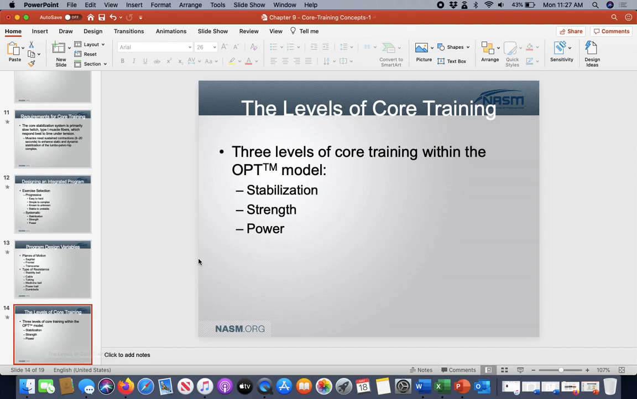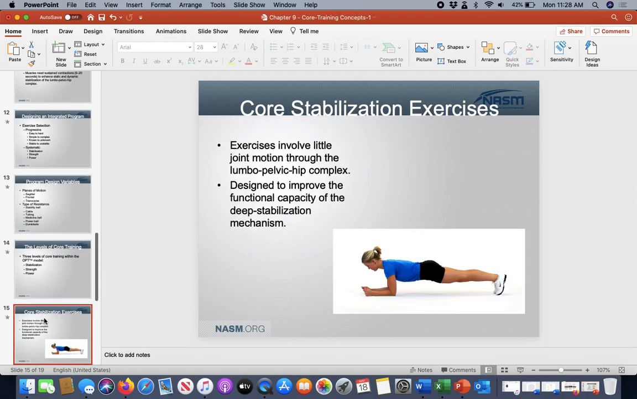Okay, so with core training, I said there's going to be those three levels: stabilization, strength, and power. We kind of hit on what each one of them did, but here's where we're going to go into this: core stabilization exercises. Like it says here, it involves little joint motion. So this might be a little bit more isometric holding. You all know it's a plank, all right?